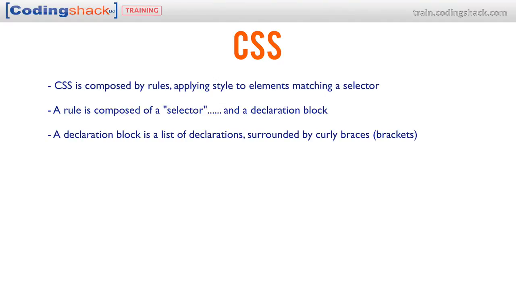Each declaration is a key value pair, composed of an English keyword that identifies the visual property we want to change and the value we want to assign to that property.